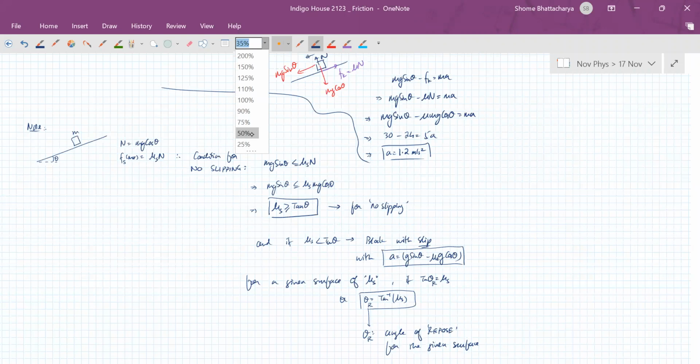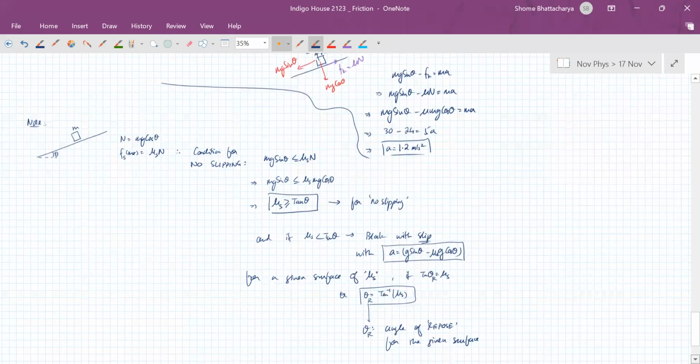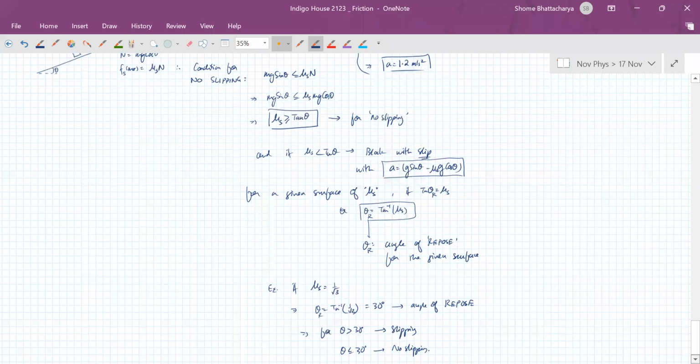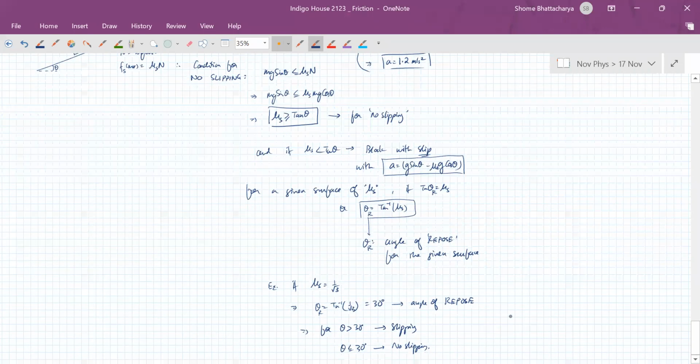Okay, so I hope this concept of angle of repose is clear from this definition. Now in the below example, if the coefficient of static friction for a certain surface is equal to 1 by root 3, that means for this particular surface the angle of repose will become 30 degrees. So if I increase the angle of inclination beyond the repose angle, which is 30 degrees, then a block will tend to slide when placed on it.